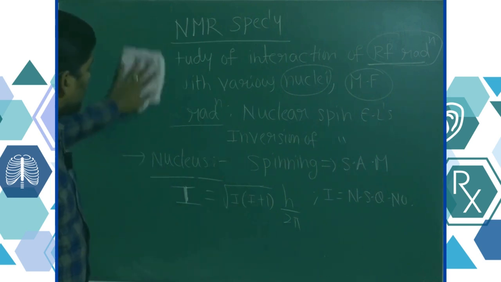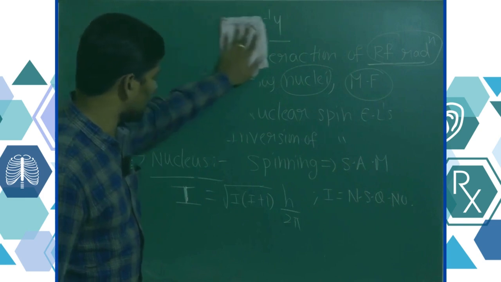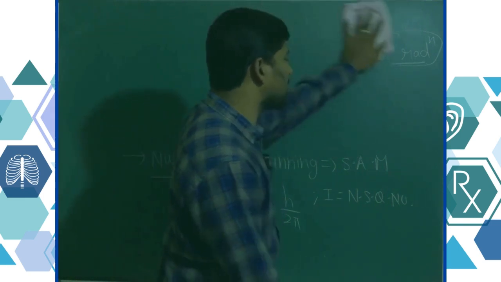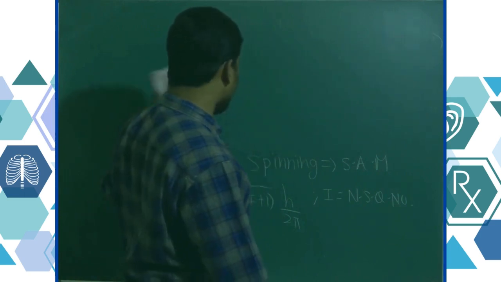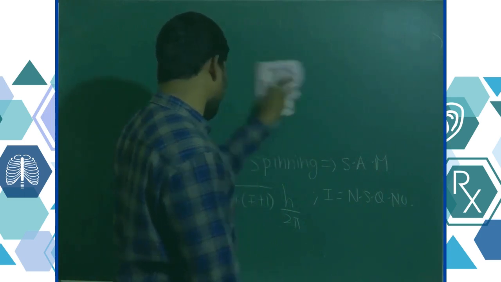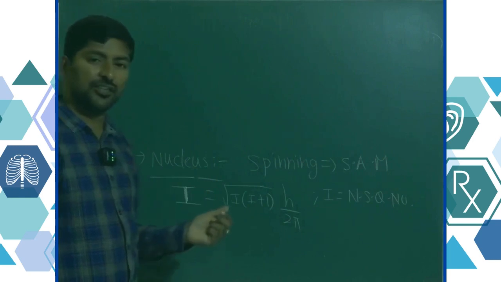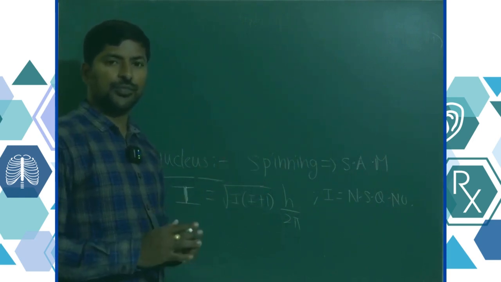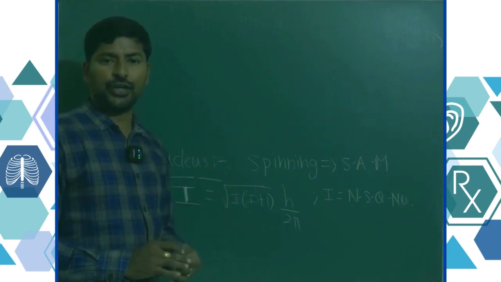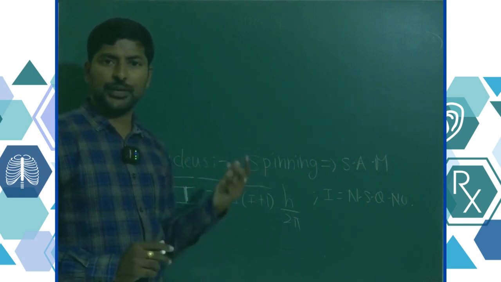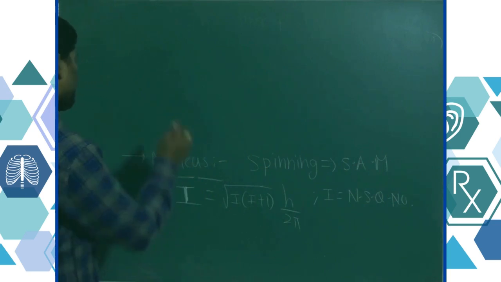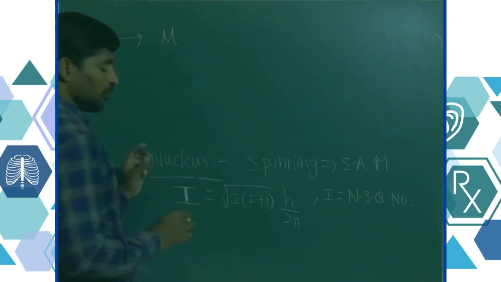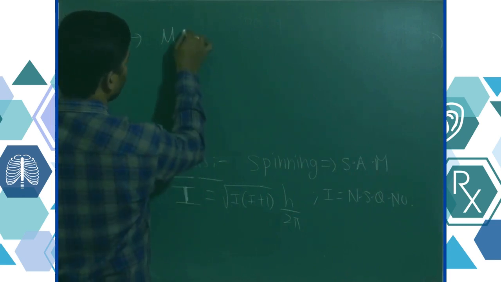Now nucleus is a charged particle or not? Yes, nucleus possesses positive charge. It is a charged particle. Whenever a charged particle is spinning, it produces a magnetic field, similar to electron. Electron is also a charged particle, and it behaves like a teeny magnet, so it also produces a magnetic field. So it also possesses what? Magnetic moment. So nucleus also possesses magnetic moment.